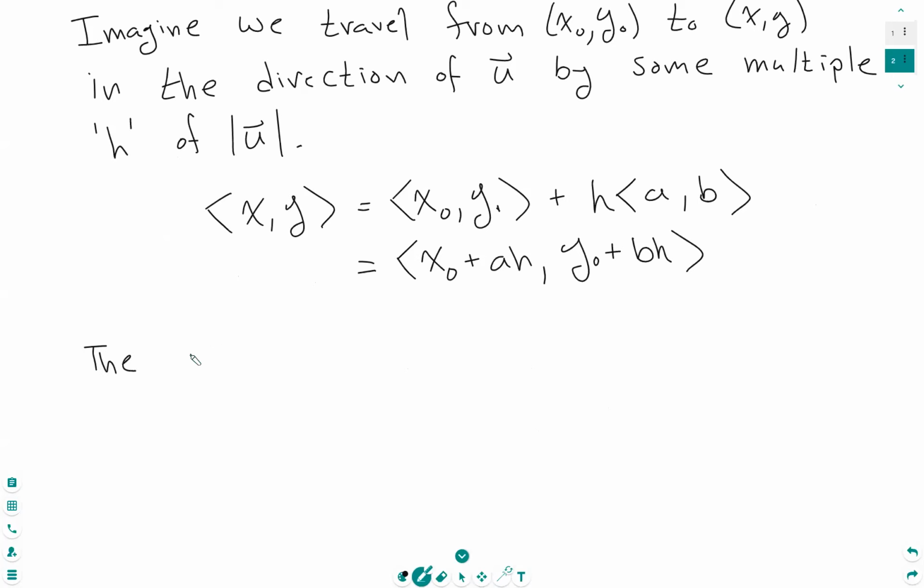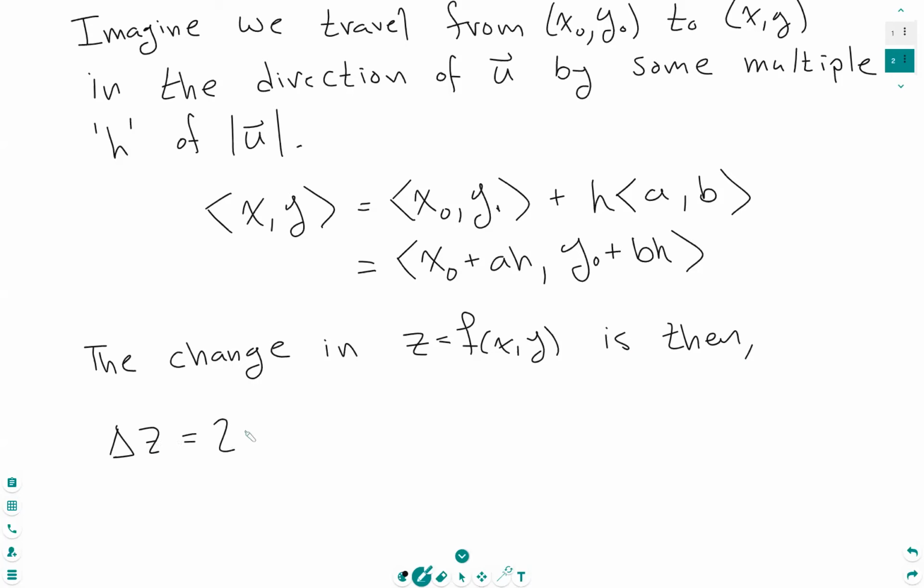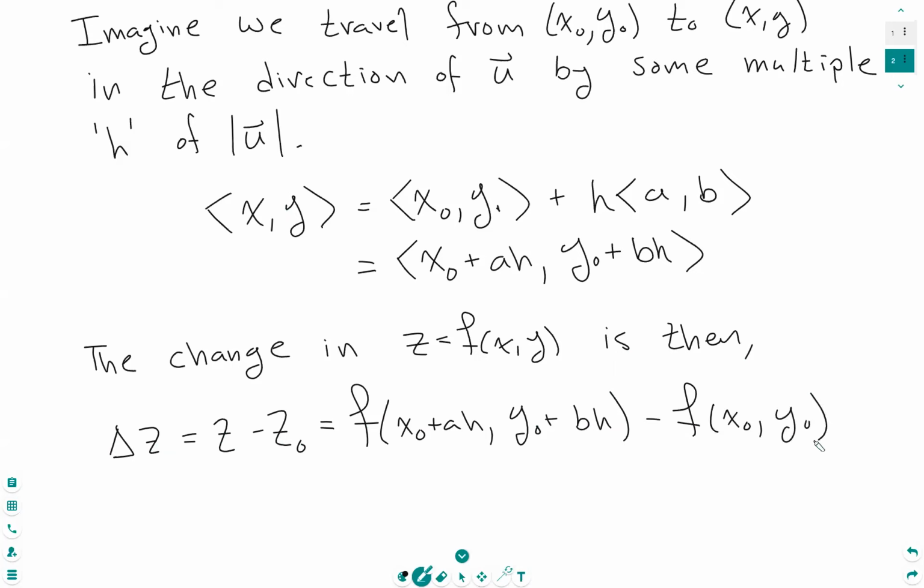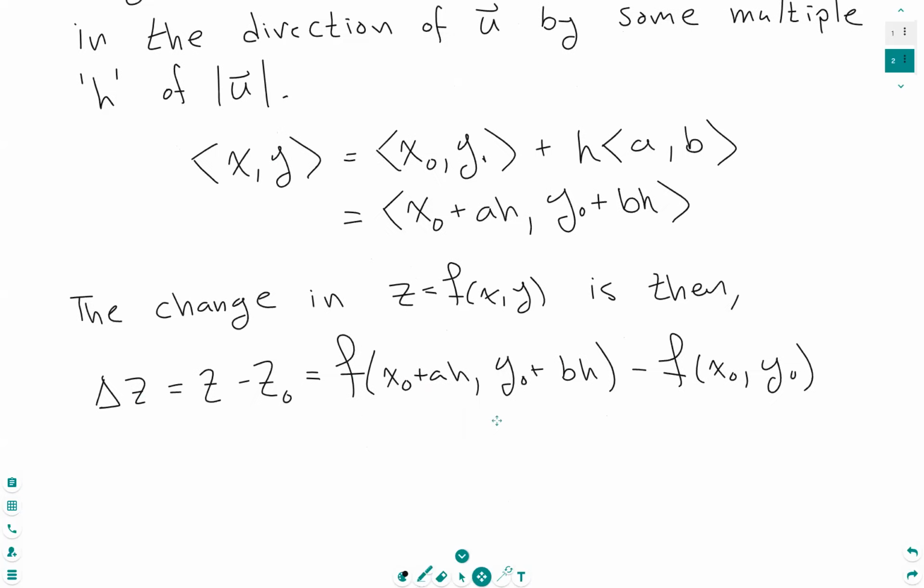So the change in z, which is our function of x and y, I can write as delta z is equal to z minus z naught, or f at this new location, which we said was x naught plus a h and y naught plus b h, minus f of x naught and y naught. So you might see where we're going with this. We're setting up this limit definition here.